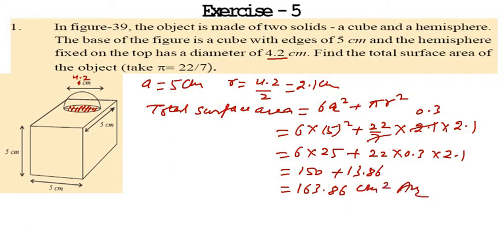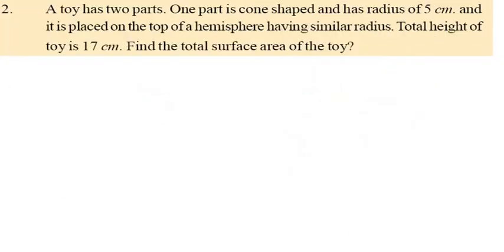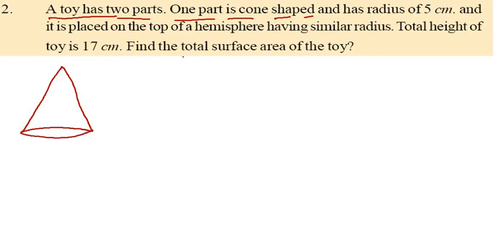Now come to the next question. A toy has two parts. One part is cone shaped. That is the cone. You have to see this one is the cone. Yes, cone shaped, and has the radius 5 centimeter. Its radius is 5 centimeter. This one, it is R, that is 5 centimeter.